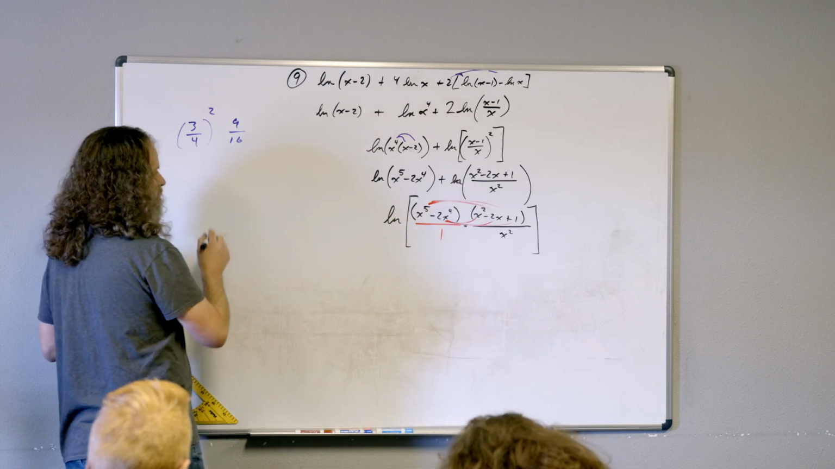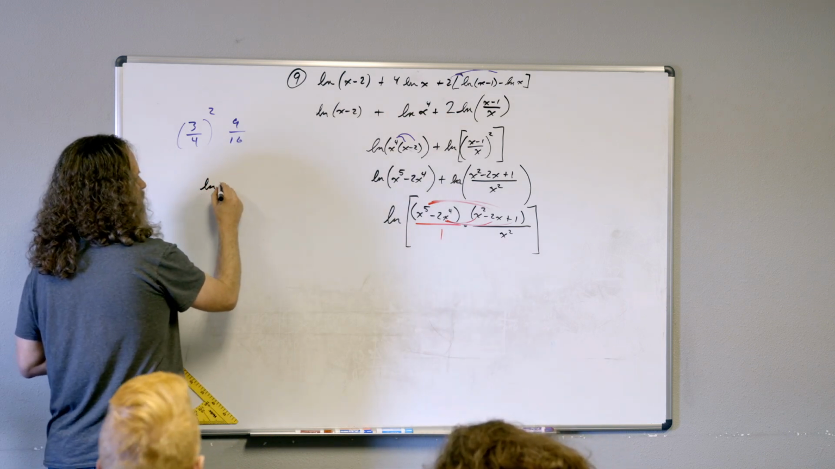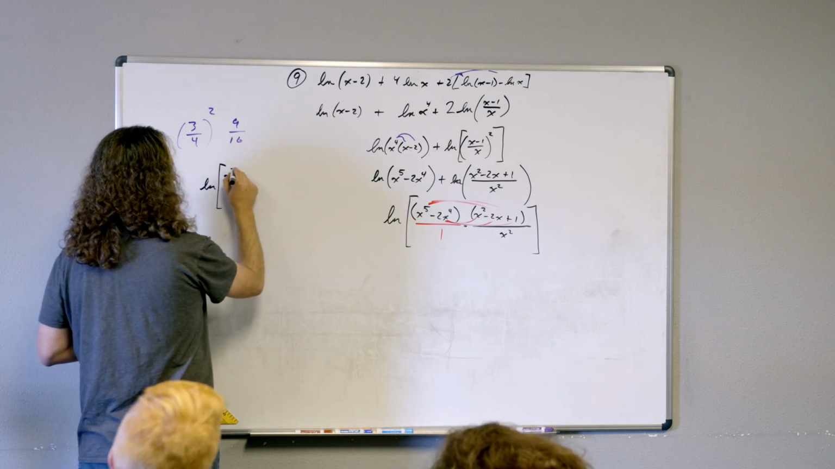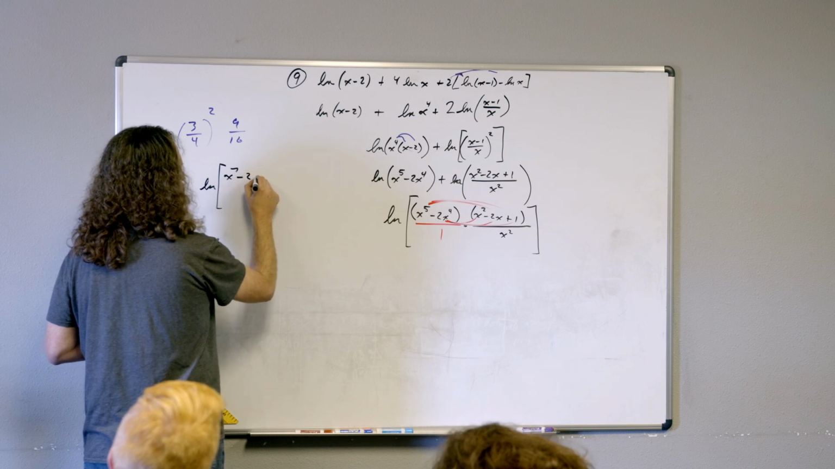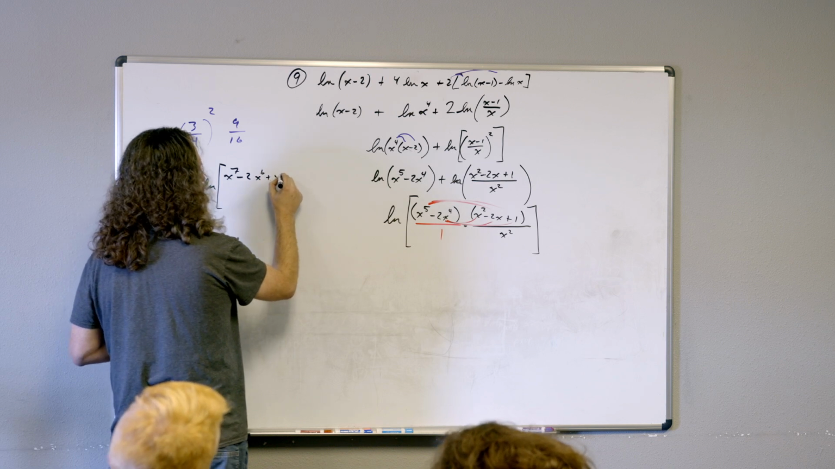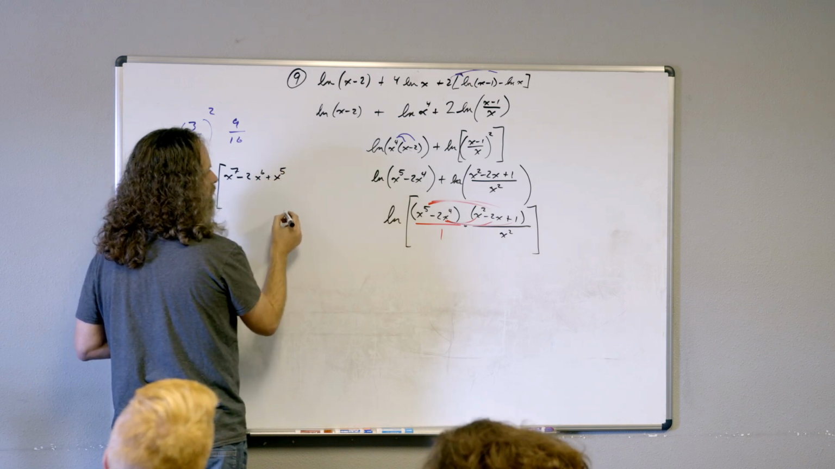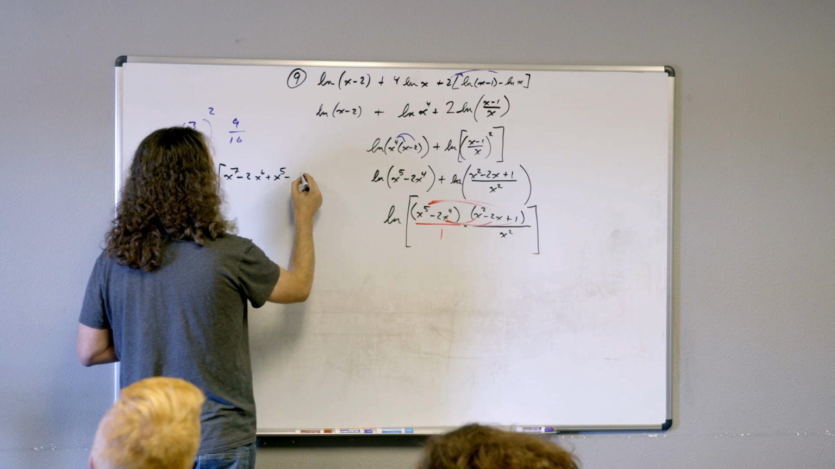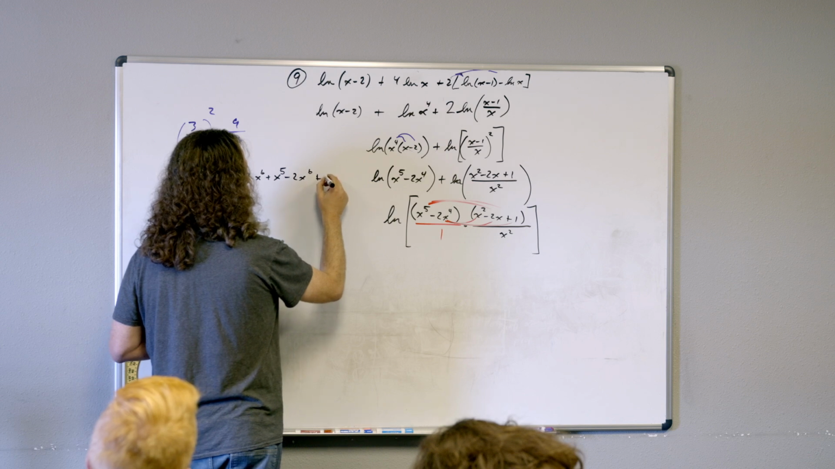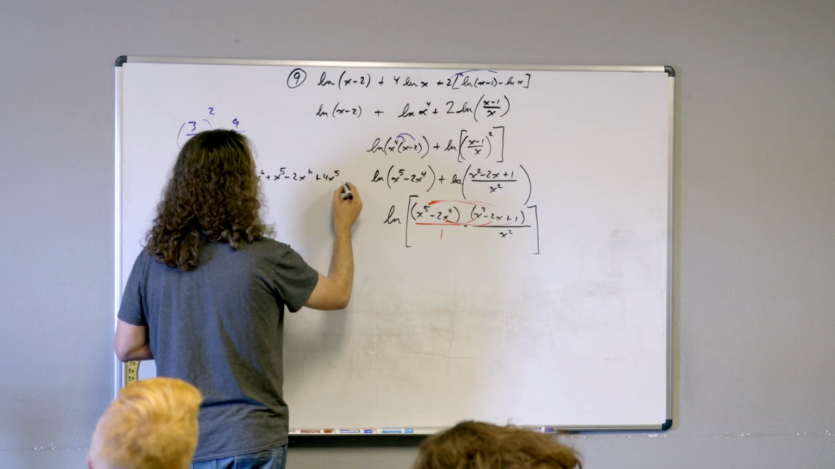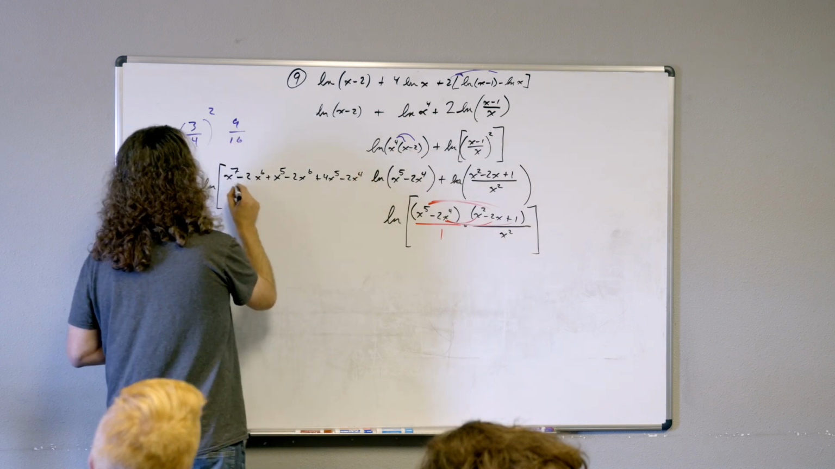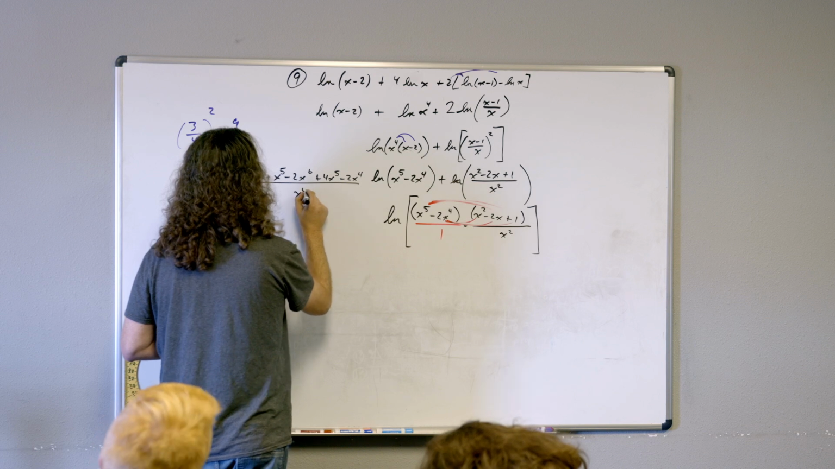Yes, ma'am. So it would turn into the natural log of x to the seventh minus 2x to the sixth plus x to the fifth minus 2x to the sixth plus 4x to the fifth minus 2x to the fourth. 1, 2, 3, 1, 2, 3. All over x squared.